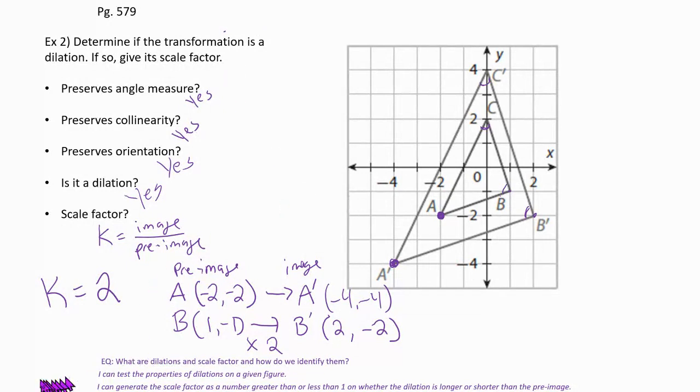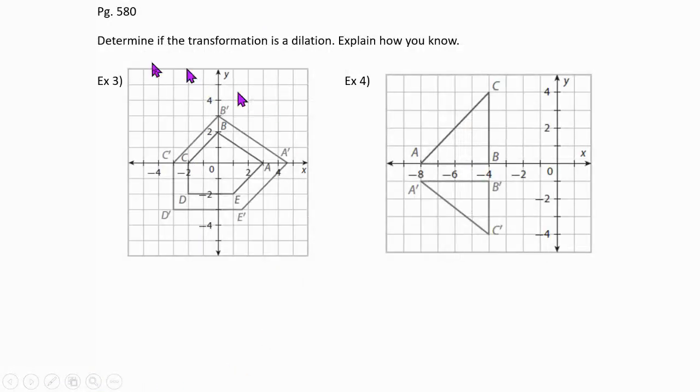All right, so let's do a couple more examples. Determine if the transformation is a dilation. Explain how you know. All right, so remember our properties. We have to first state whether or not the angle measures are the same. I don't know about you, but it looks like all of our angle measures look to be the same. And then collinearity, yes, C and B are on the same line as C and B prime. And then orientation. Look at D is pointing this way, so is that one. So it does preserve all three of those properties. So we're going to say yes.